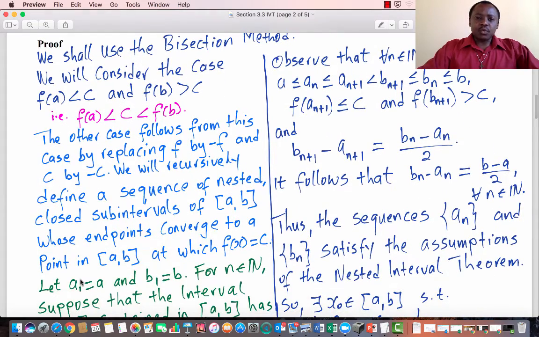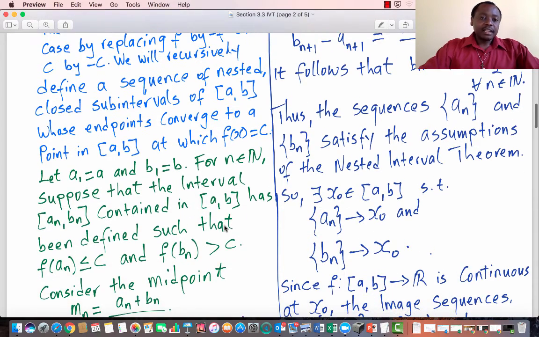Now, the strategy we will use is to recursively define a sequence of nested closed subintervals of our closed bounded interval [a, b], whose endpoints converge to a point in the closed bounded interval [a, b] at which f of x equals c. Sounds complex, but not as bad as it sounds. Let's go ahead and do that. Now, let us set a1 to be the lower endpoint a and b1 to be the upper endpoint b. Now, let n be a natural number.